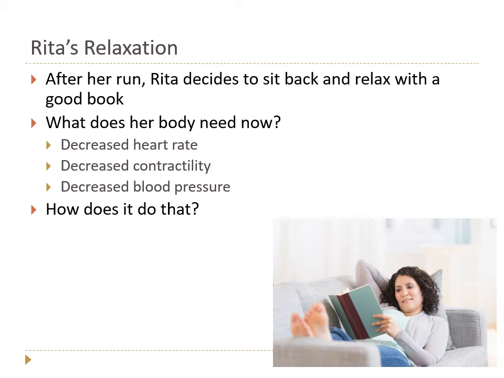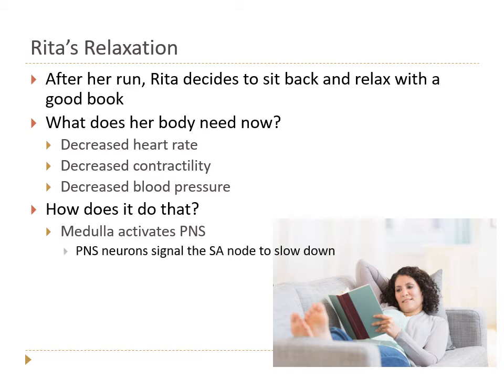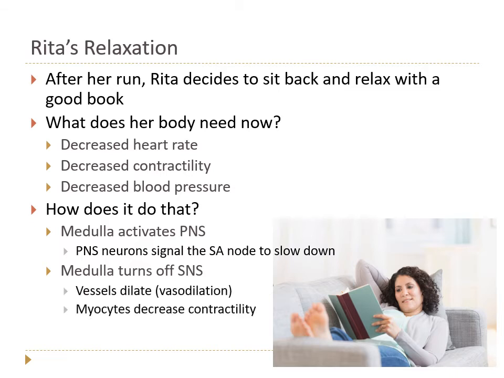So how do we do that? The medulla again is going to activate, this time, the parasympathetic nervous system, and that's going to slow down the SA node and slow down her heart rate. It's also going to turn off the sympathetic nervous system. Therefore, the vasoconstriction reverses. We go to vasodilation. Things just open up, so blood pressure falls, and the myocytes will decrease back to normal contractility, and so we'll get back to a normal cardiac output.